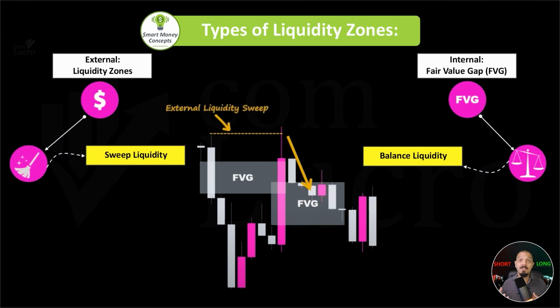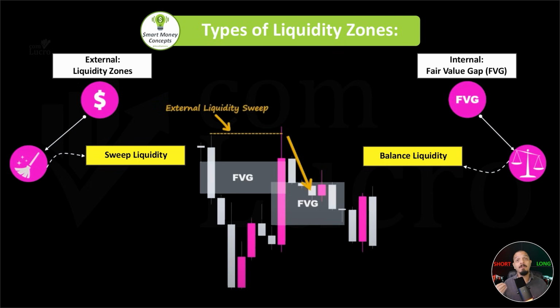Within the concept of liquidity zones, there are two main types: internal liquidity and external liquidity. Internal liquidity, also known as fair value gaps, FVG, refers to areas within the current price structure. These gaps occur when there is a significant difference between the closing of one candle and the opening of the next, resulting in a liquidity void. These areas are important because large market players tend to fill these gaps, creating trading opportunities to capture movements back to fair value.